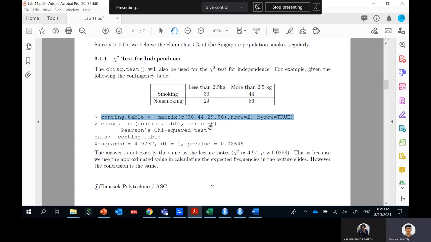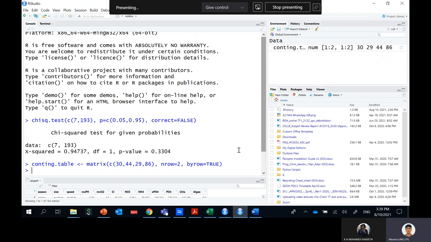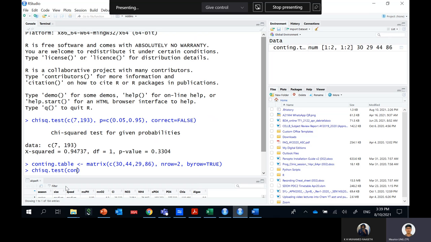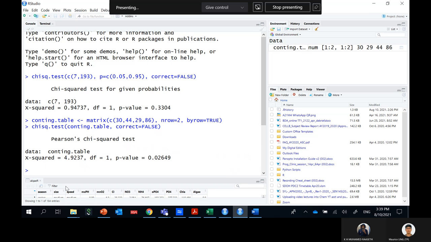Okay. The next step is to do a chi square on this contingency table. So you do a chi square test on this contingency table and you don't correct. Correction equals to false. So this is your result. So what does it mean?